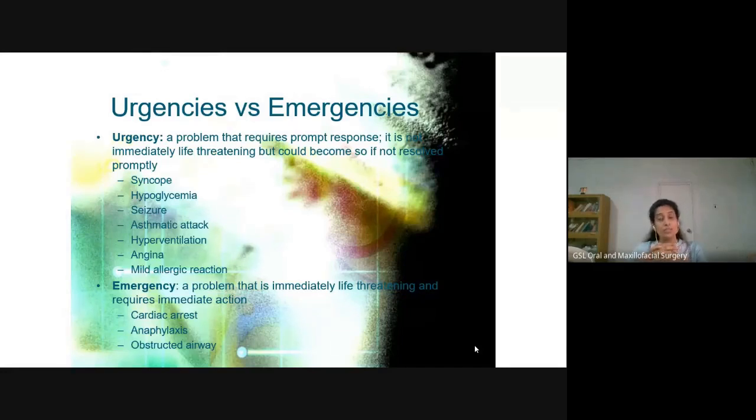Now, the three most important things, one is a cardiac arrest, second one is anaphylaxis, and third is an obstructed airway. Okay. Now, of these three things, what do you think is today's class? Can't be cardiac arrest, can't be obstructed airway. We'll be learning about allergy and anaphylaxis.